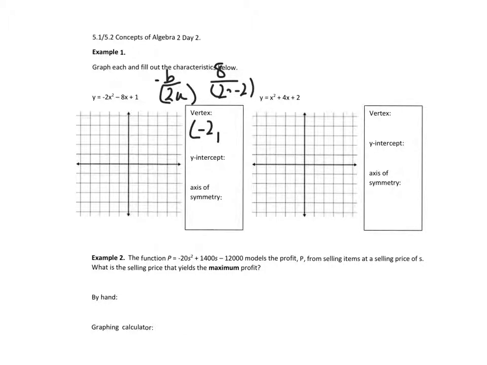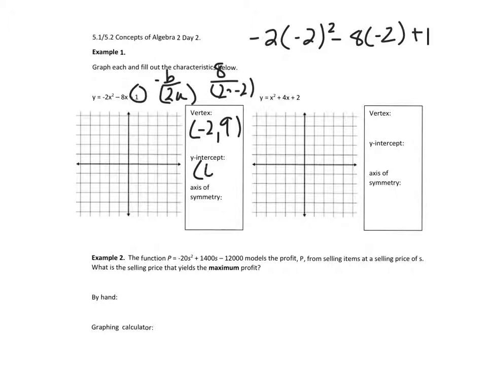To find the y-coordinate, you need to plug in negative 2 for x. So that's going to be negative 2 squared minus 8 times negative 2 plus 1. So when I plug that in, I got positive 9. And then my y-intercept is going to be the c value, which is 1.